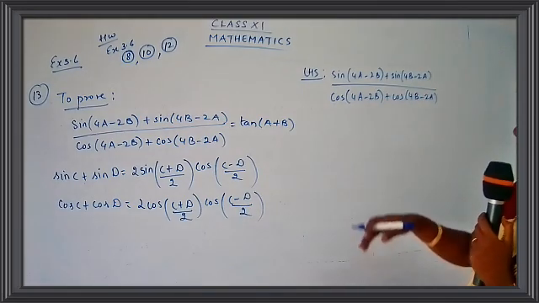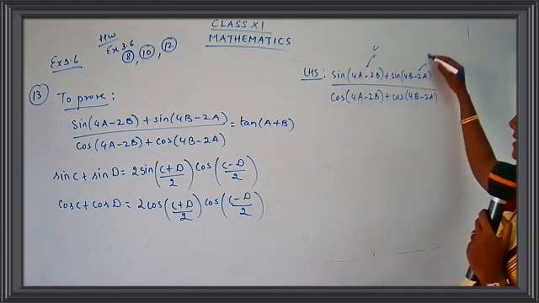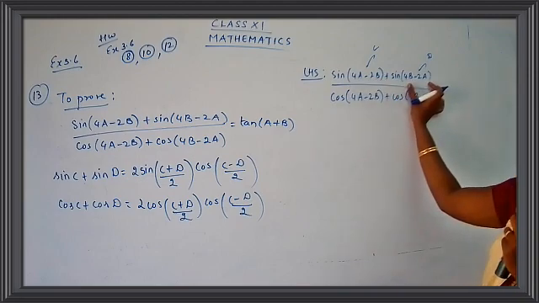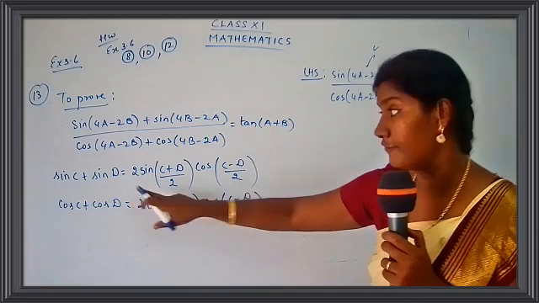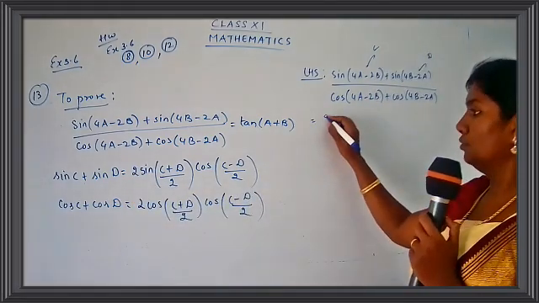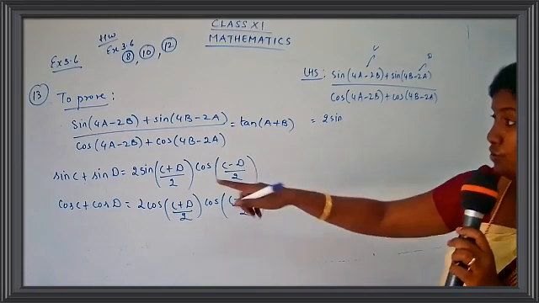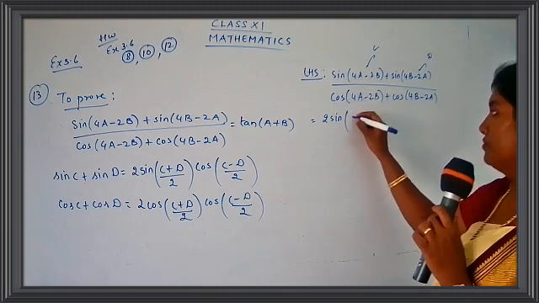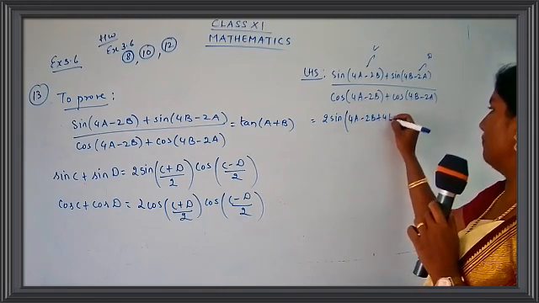Let me apply the identities. I have told you that you're going to take this as C and you're going to take this as D. So just consider this whole part as C and this whole part as D and apply the formula. So be careful when you write down the numbers, do not get confused. So this is equal to 2 sine, I'm just going on the numerator part, 2 sine C plus D. So I have to add these two values, 4a minus 2b plus 4b minus 2a.